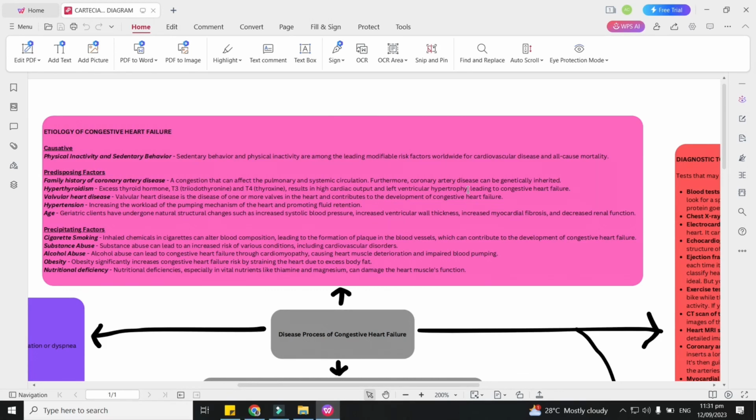We have valvular heart disease. Valvular heart disease is a disease of one or more valves in the heart that contributes to the development of congestive heart failure. Still the genetic side, hypertension, increasing the workload of the pumping mechanism of the heart and promoting fluid retention.